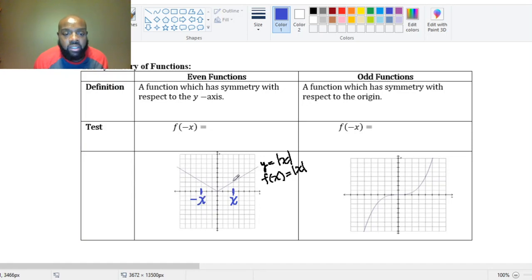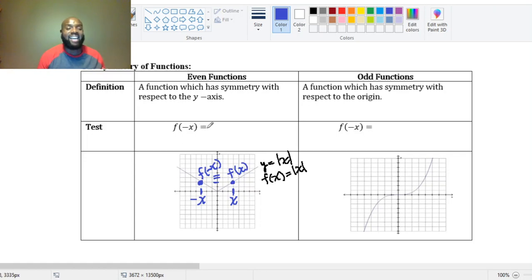And it just so happens that that functional value is exactly equal, because it's symmetric with respect to the y-axis, exactly equal to that functional value there, right? So these 2 points, these 2 y values are the exact same y coordinate. They're equal.